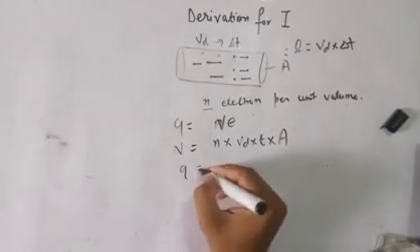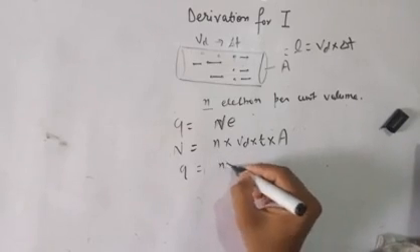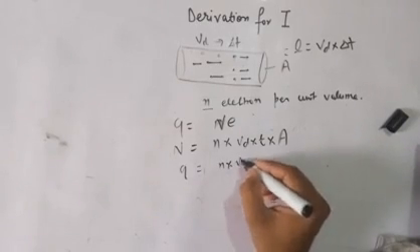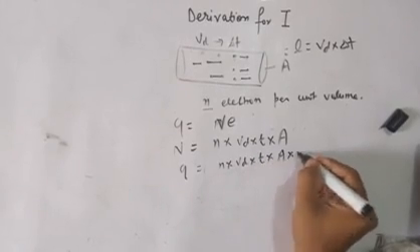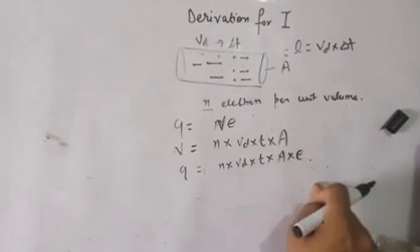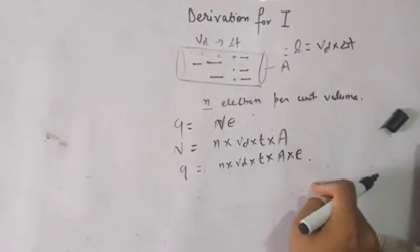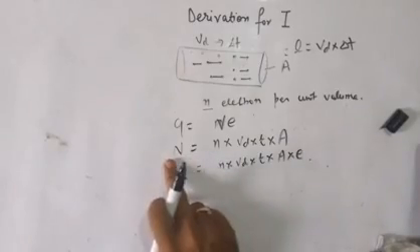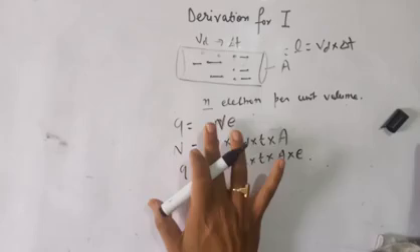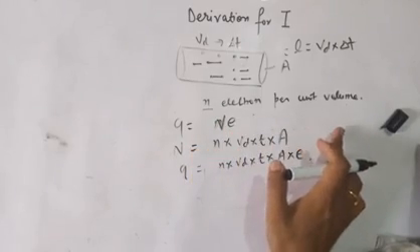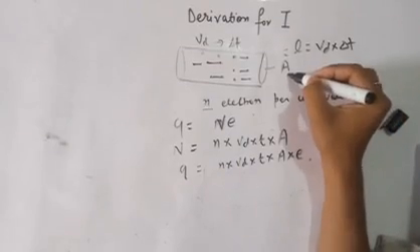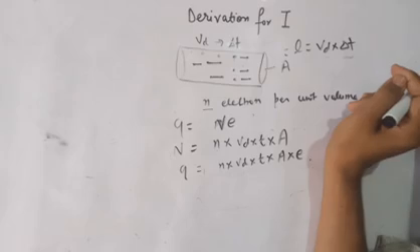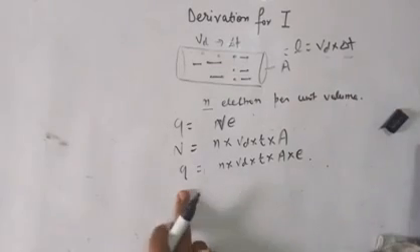So Q will be n into Vd into t into A into e. This is the value of Q. Where did this value of Q come from? N is the number of electrons. We considered small n as the number of electrons per unit volume, and what will be the volume of the conductor? Length into area. Length is Vd into delta t. So we have found the value of Q.